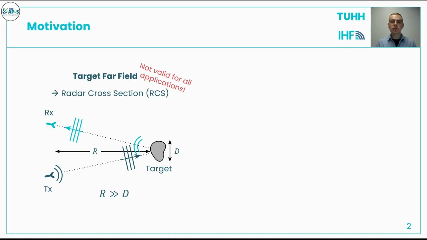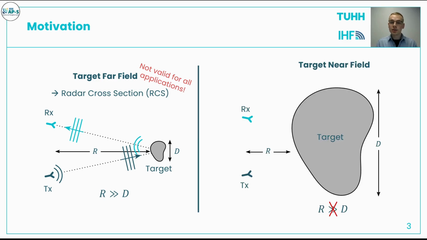However, this condition is not satisfied in every application. And this is what we investigate in this article. We analyze what happens if the range reduces such that the target size becomes comparable to the range. Here the relationships are a little bit more complicated because of the inhomogeneous illumination by the transmit antenna and because the receive antenna receives scattering contributions from different directions.